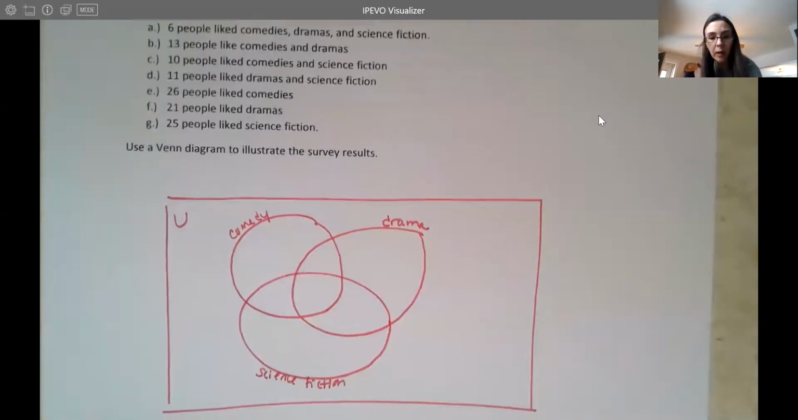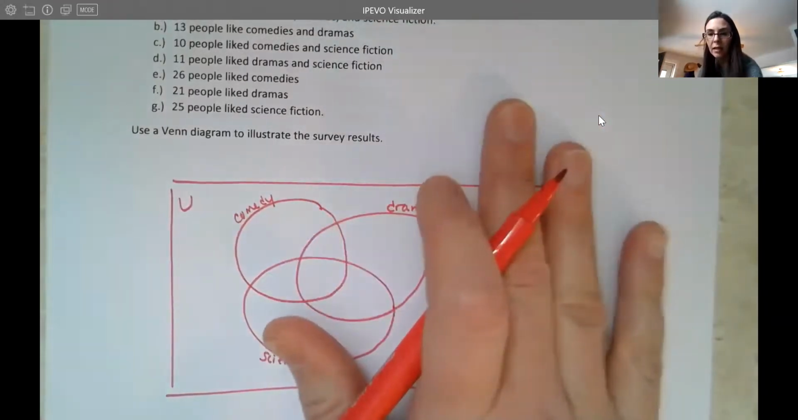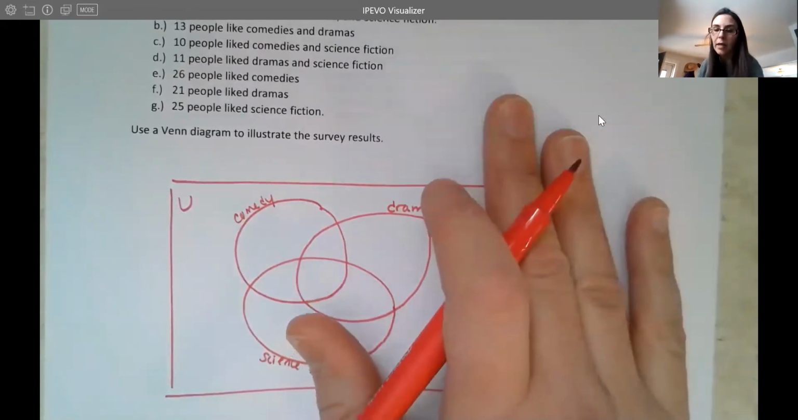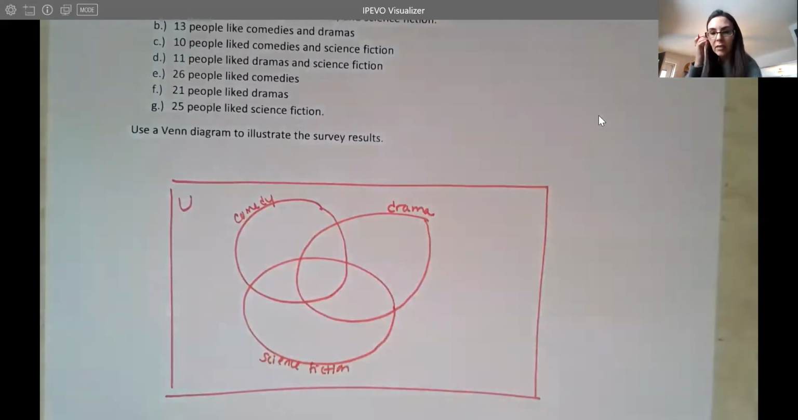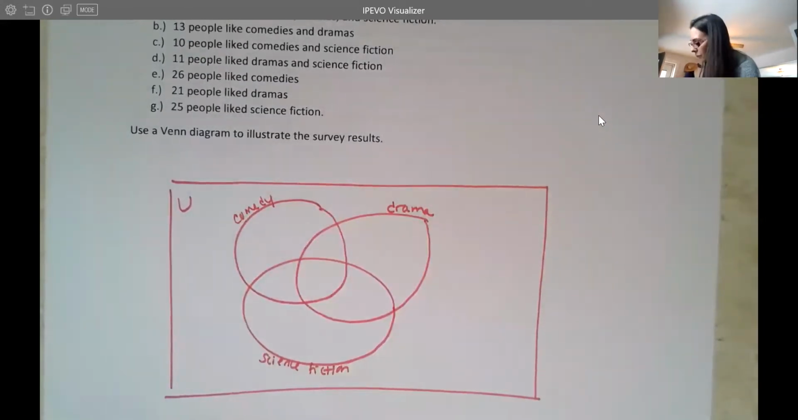And again, this is the way I'm doing it, but obviously you can label them A, B, and C. And then make sure you just explain your sets, right? A would be the number of people who like comedies. B would be the number of people who like dramas. C for science fiction. Okay, so these are really the number of people in each category.